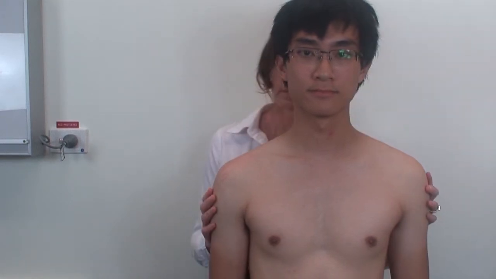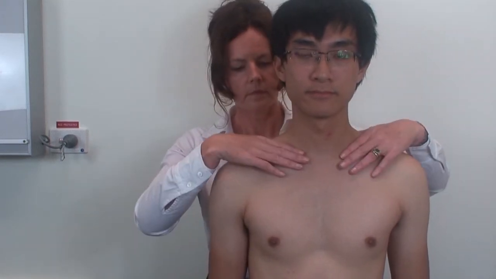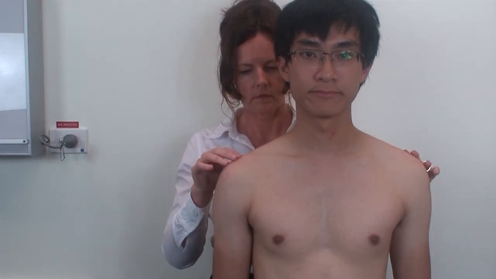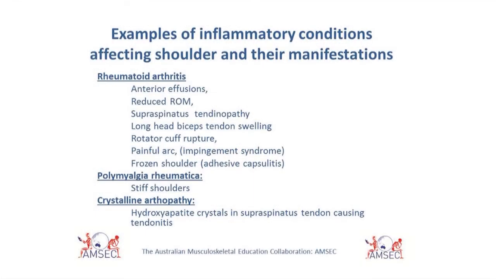Next, examine the shoulders. Look for swelling in the anterior fossa, which would usually indicate a large subacromial bursa effusion. Inspect the bony landmarks, including the acromioclavicular joint, which may be swollen or dislocated. Examples of inflammatory conditions affecting the shoulder and their manifestations include the following.